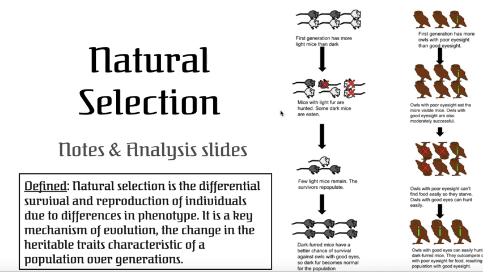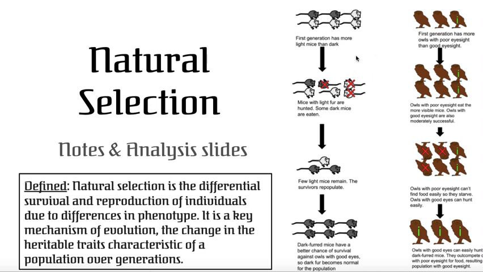So, natural selection is the process of individuals selecting mates with traits that allow them to survive and reproduce at a higher rate. It is the key mechanism of evolution, and the change in the heritable traits characteristic of a population over many, many generations. Remember, evolution takes a really long time to happen.